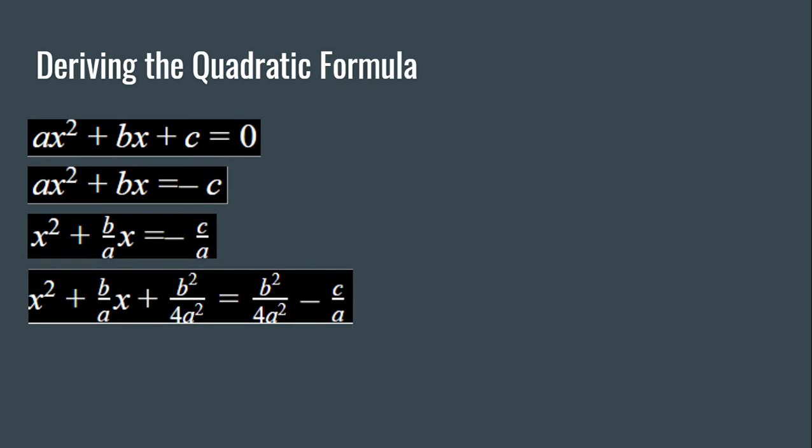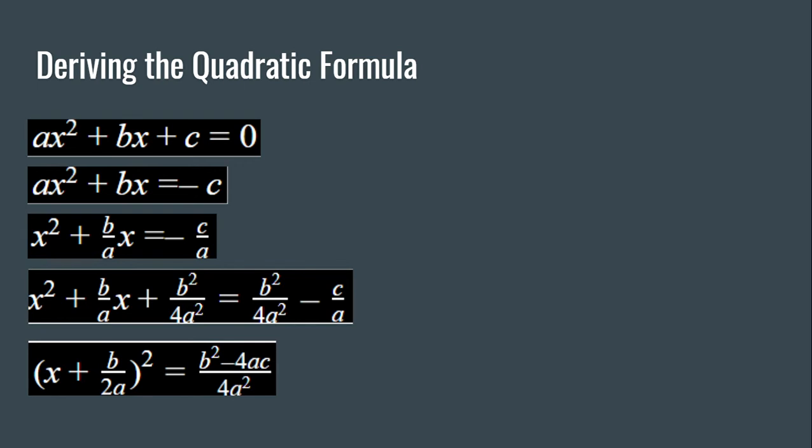Okay, so now on the left side of the equation here, we have what's called a perfect square trinomial. So we can rewrite that perfect square trinomial to look like that. And on the right side, I'll combine the two fractions by creating a fraction that's equivalent for the c over a, so that we can combine it with the b squared over 4a squared. So I'll need to multiply 4a to the top and bottom of the c over a fraction in order to get a common denominator to combine that into one large fraction.